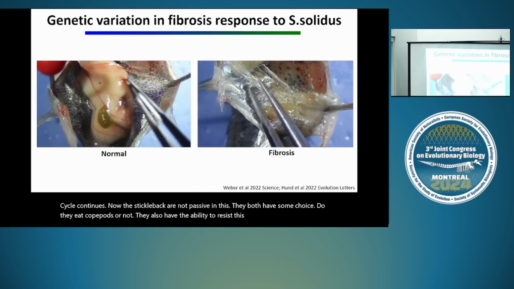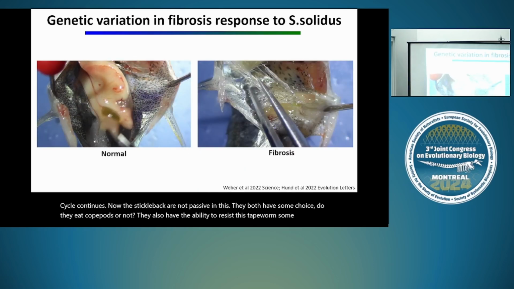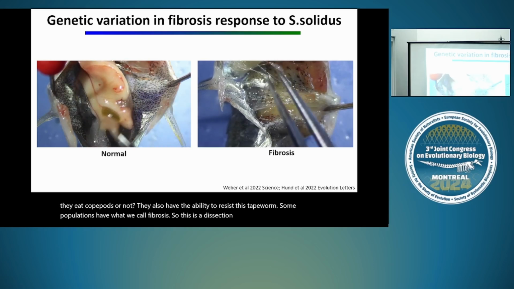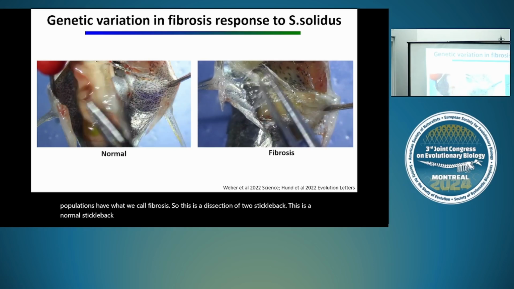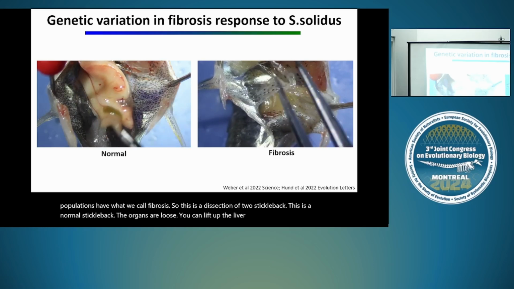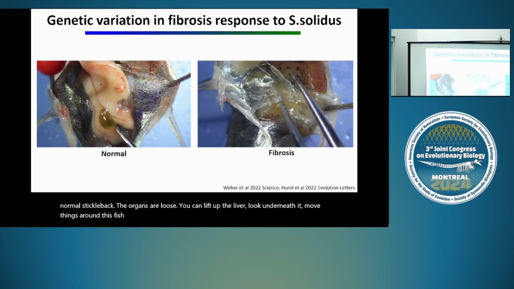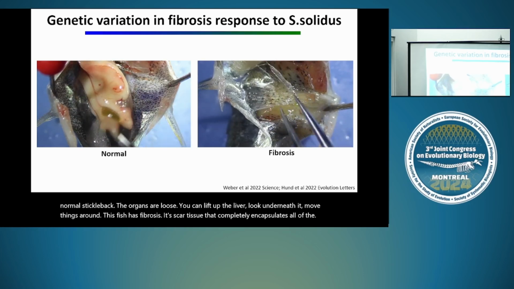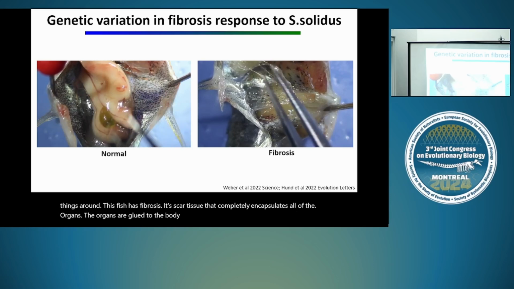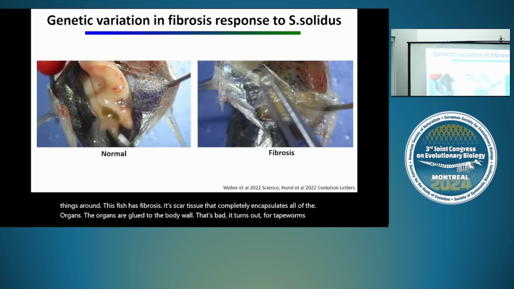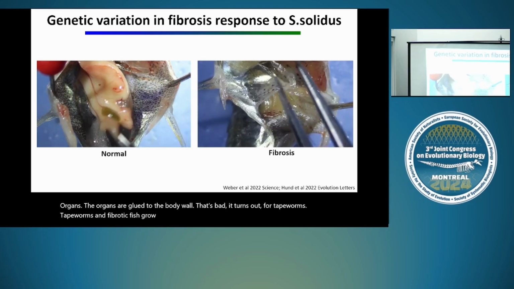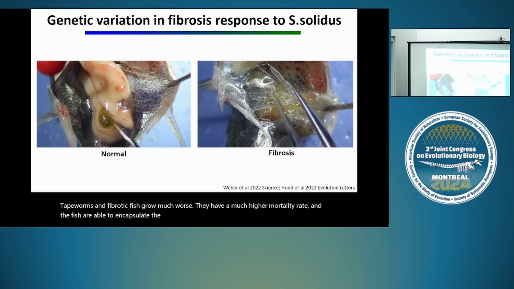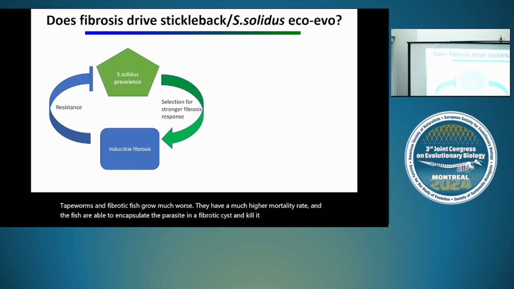Some populations have what we call fibrosis. So this is a dissection of two stickleback. This is a normal stickleback. The organs are loose. You can lift up the liver, look underneath it, move things around. This fish has fibrosis. It's scar tissue that completely encapsulates all of the organs. The organs are glued to the body wall. That's bad, it turns out, for tapeworms. Tapeworms in fibrotic fish grow much worse. They have a much higher mortality rate, and the fish are able to encapsulate the parasite in a fibrotic cyst and kill it in many instances.